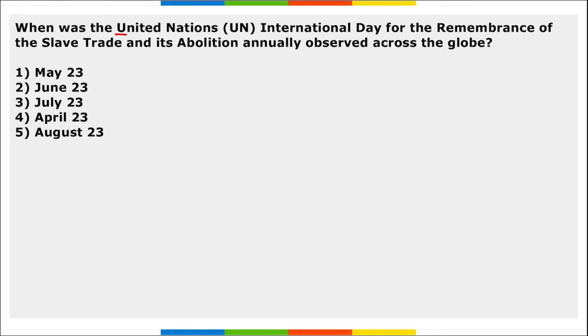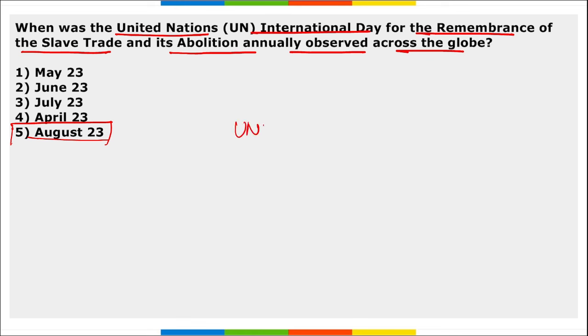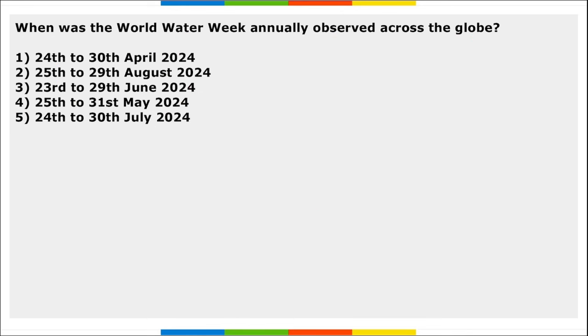Next, when was UN International Day for Remembrance of the Slave Trade and its Abolition annually observed across the globe? It is 23rd of August, and it is to mark the tragedy of the transatlantic slave trade during the era of the colonial governance. This day is observed by UNESCO. UNESCO's headquarters is in Paris, France, and the day was first observed in Haiti in 1998.